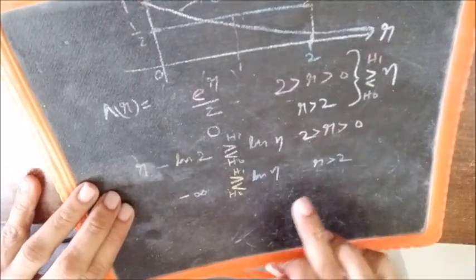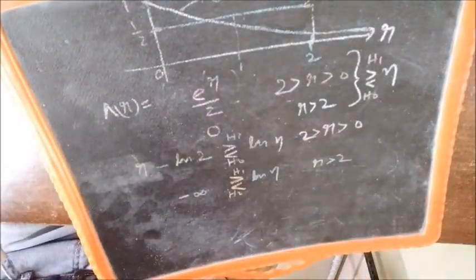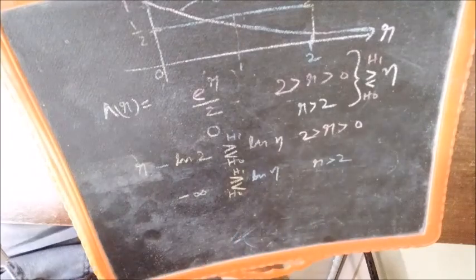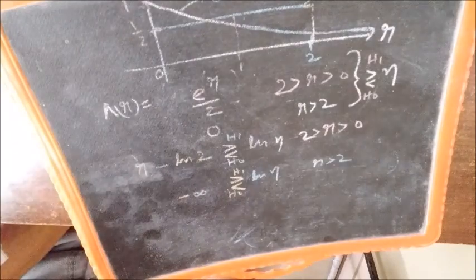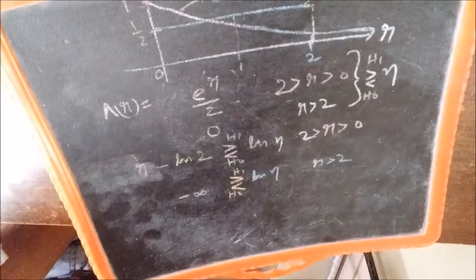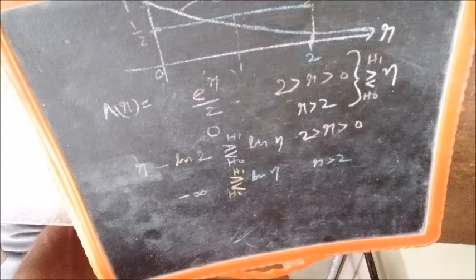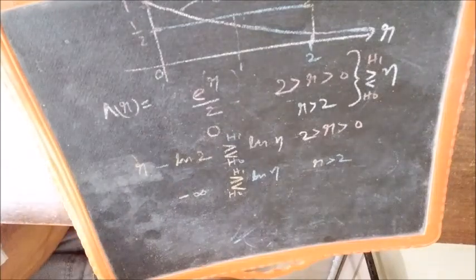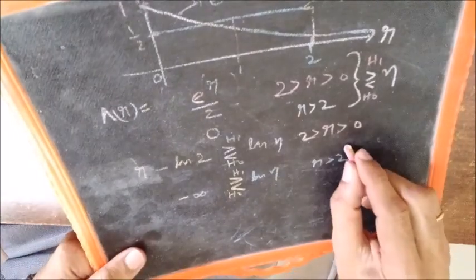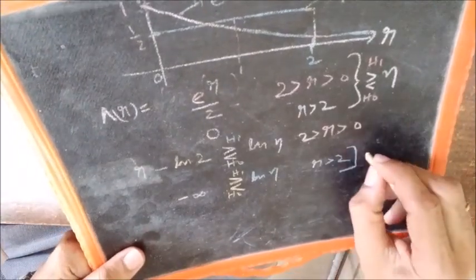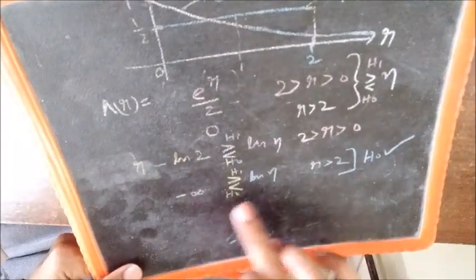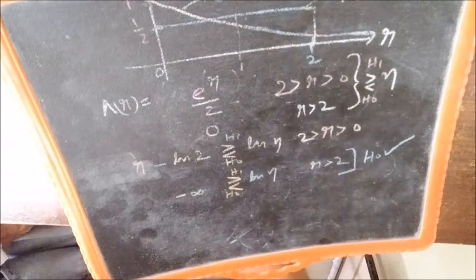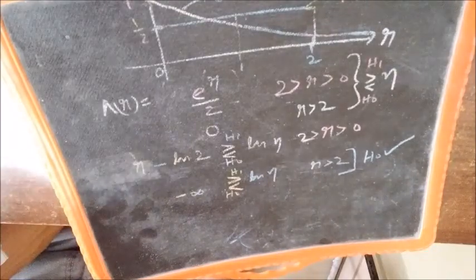Now this clearly says that the second line is always a situation where minus infinity will be less than ln eta, because minus infinity is the lowest possible. So minus infinity is always less than ln eta, which means that whenever r is greater than 2, you always declare h0 as the true hypothesis, because this will always be less than ln eta. So you can always declare h0 as the true hypothesis.